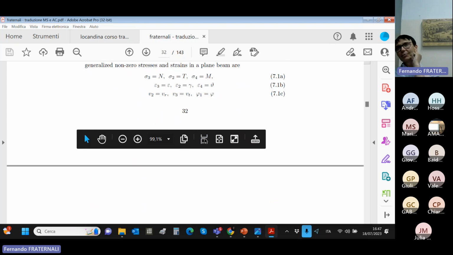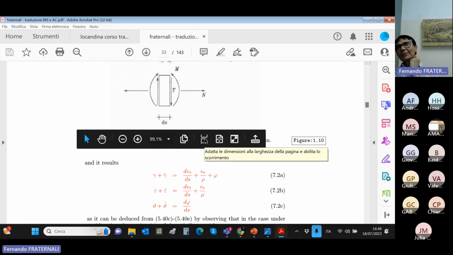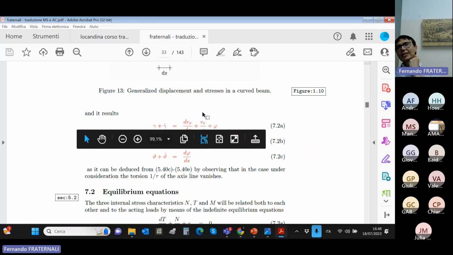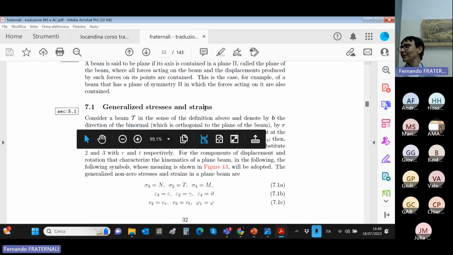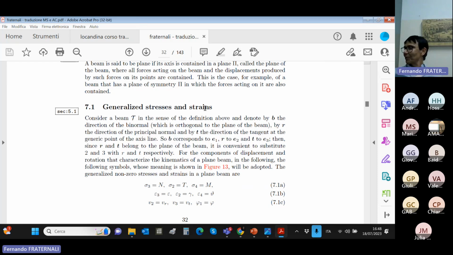So this is easier, because what we will present tomorrow is just the simpler case in which tau is equal to infinity, or 1 over tau is equal to 0. So the classical curved beams, which are curved but in a plane. And so maybe we can postpone to tomorrow.